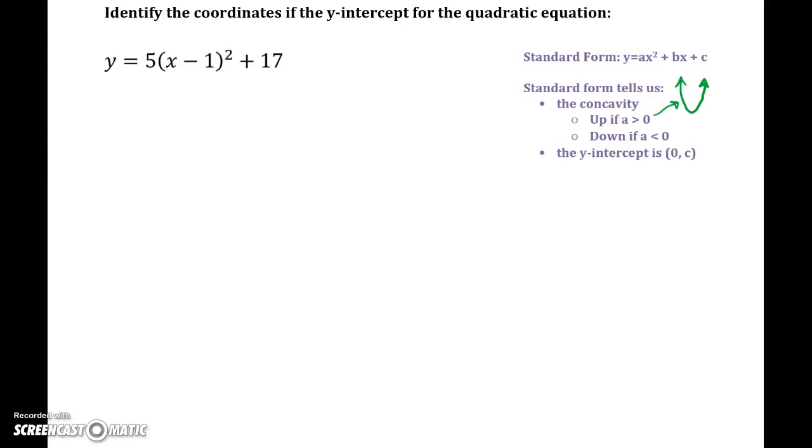And if the value in front of the x squared, or the leading coefficient, is negative, it's going to be concave down. And when it's concave down, it's going to open down. Sometimes we think of it as happy face for concave up and sad face for concave down. The other thing that standard form tells you is the y-intercept.